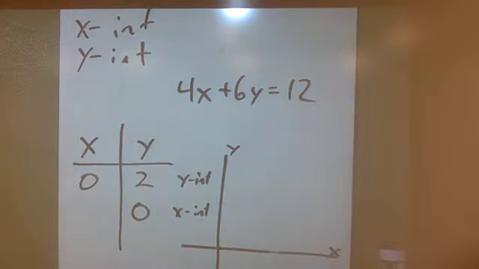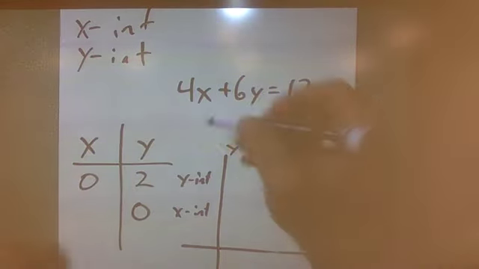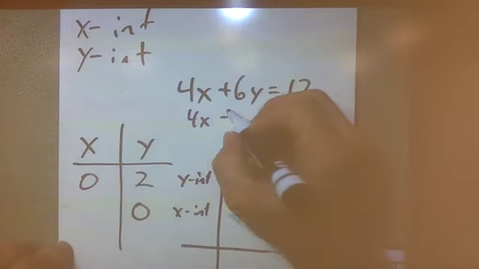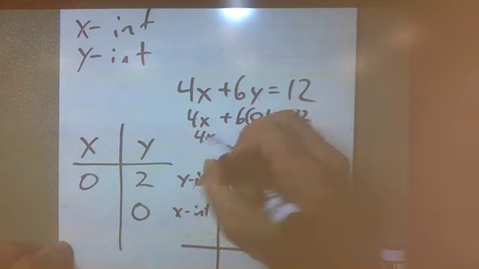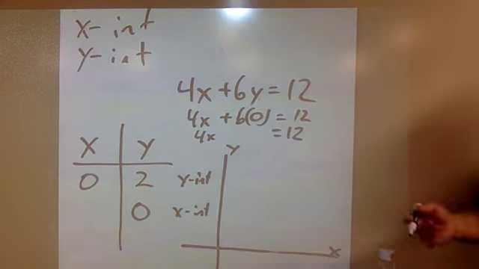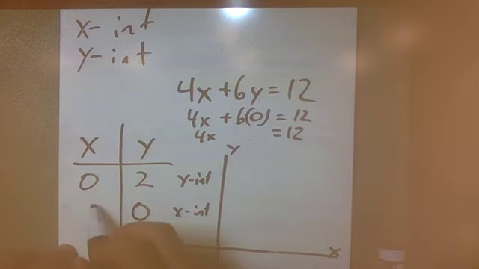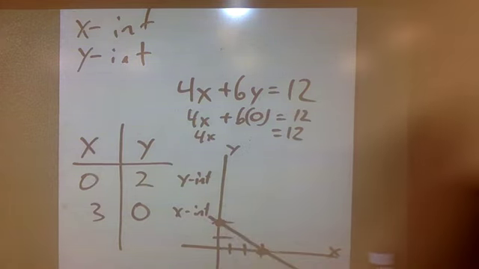So this is the same concept. To find the x-intercept, now we're going to put a 0 in for y. So you get 4x plus 6 times 0 equals 12. Anything times 0 is 0, so it's just 4x equals 12. You divide by 4 to solve for x, and you get 3. So at 3, 0, 1, 2, 3, that's our x-intercept, and 0, 2, 1, 2, that's our y-intercept. So that was the graph right there.